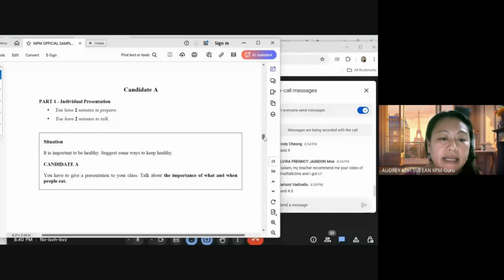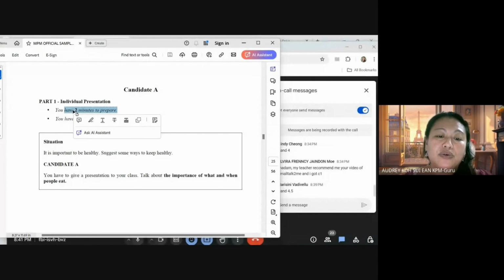This year, candidate A, you have 2 minutes to prepare and 2 minutes to talk. So everybody has only 2 minutes to prepare. But the advantage goes to the last person, because while candidate A and then B and then C are speaking, he technically has an additional 6 minutes to prepare in his head. He's not allowed to write anything. All pens or pencils are put down the minute the first 2 minutes are over, and you have to concentrate on what your friends are saying.